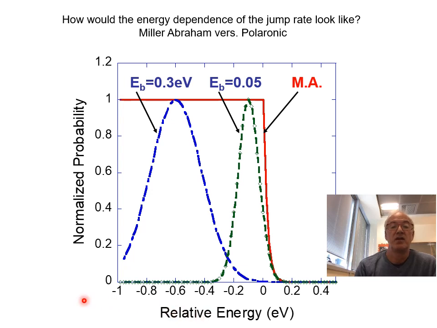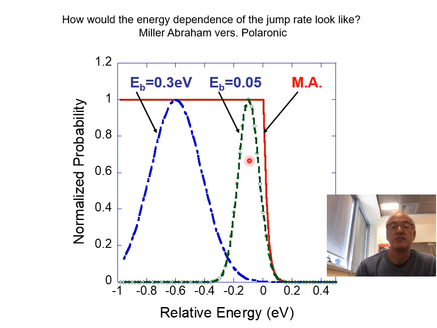So what we have seen so far is the polaronic rate and the Miller-Abrahams rate. I just wanted to bring an illustration to show that the differences are not just minor differences. What I plot here is the probability to jump as a function of the difference between the two sites. And you see the Miller-Abrahams has this step-like function. So if you go up, you pay. If you go down, you don't pay.